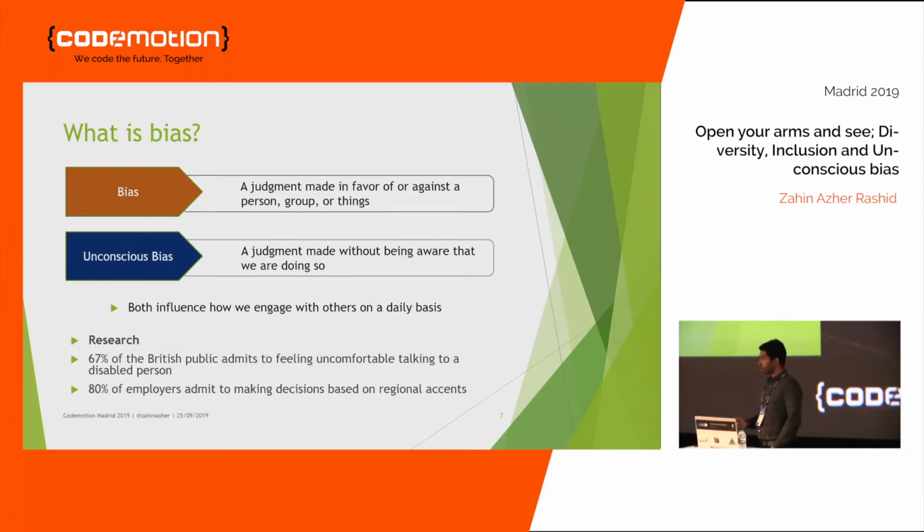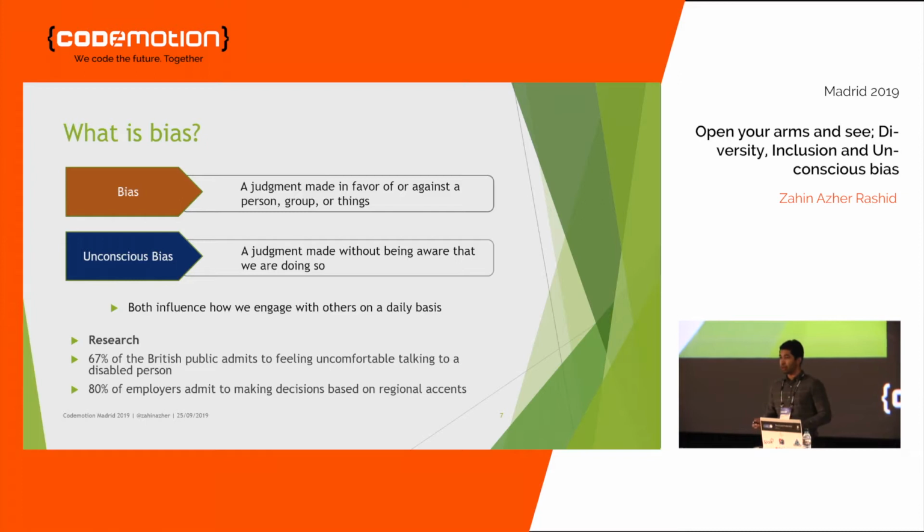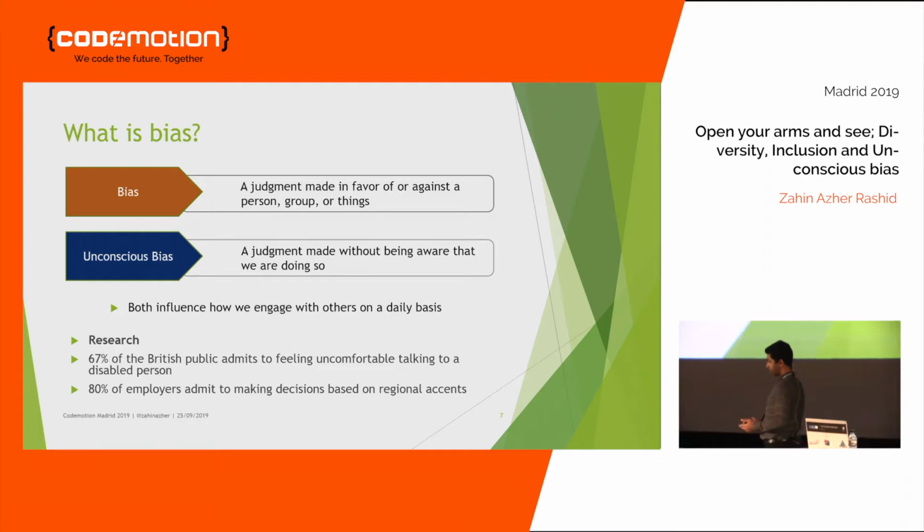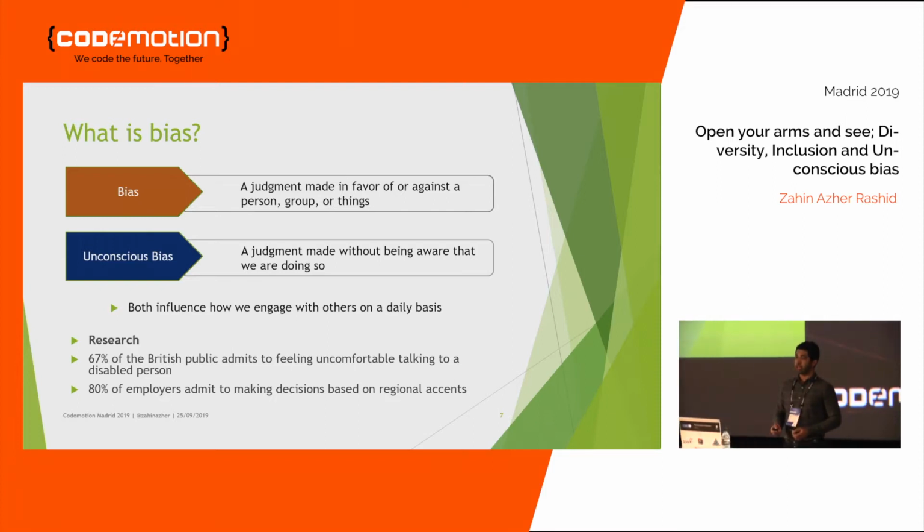So when we talk about inclusion and diversity, biases come along with it. What's a bias? It is a judgment that is made in favor of or against a person, a group, or a thing. An unconscious bias is a judgment made without being aware that we are doing so. Both influence how we interact and engage with people, and both can impact our organizations. These biases are more prevalent when we are working under time pressure, meeting deadlines, or multitasking.